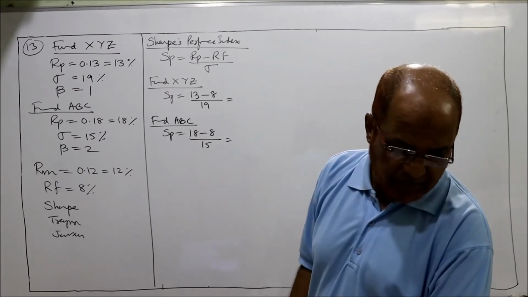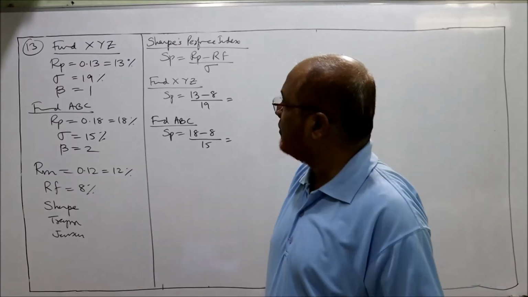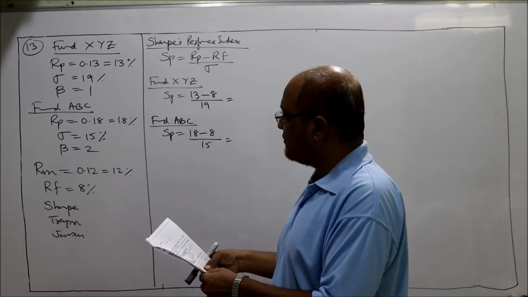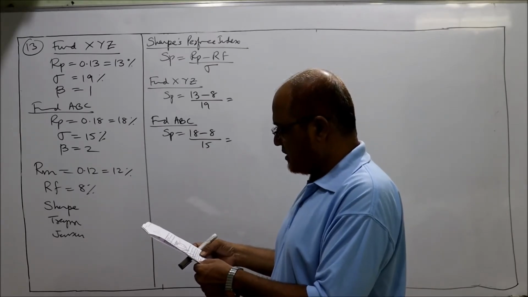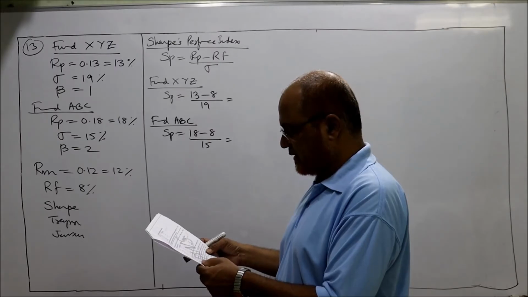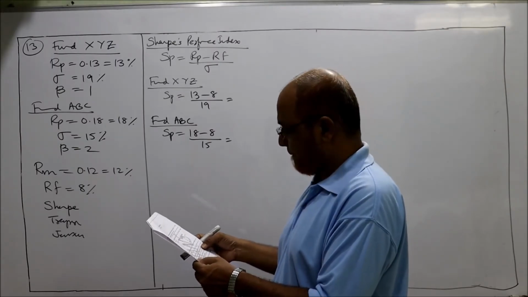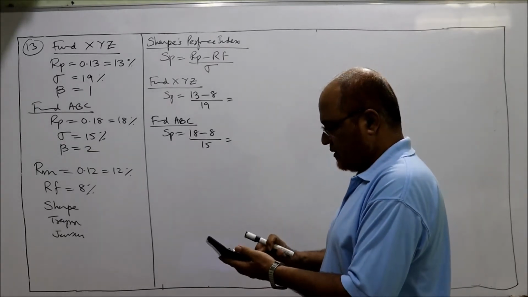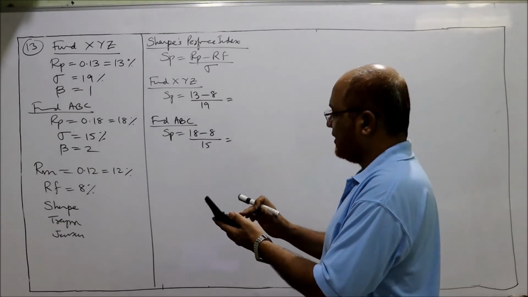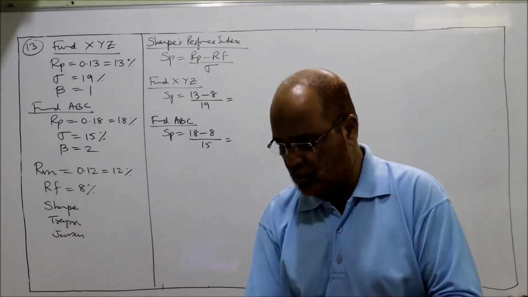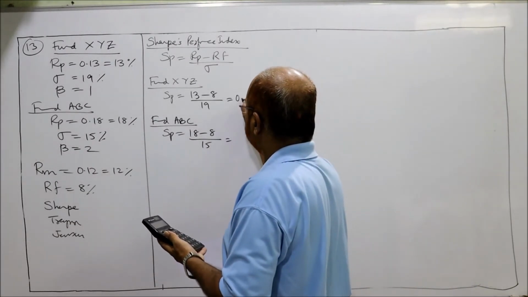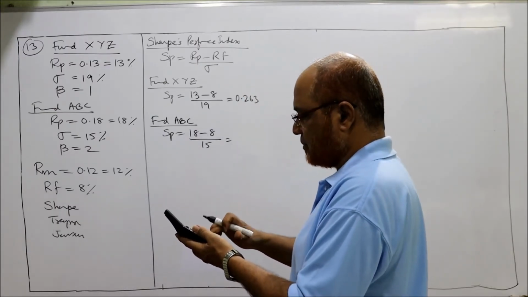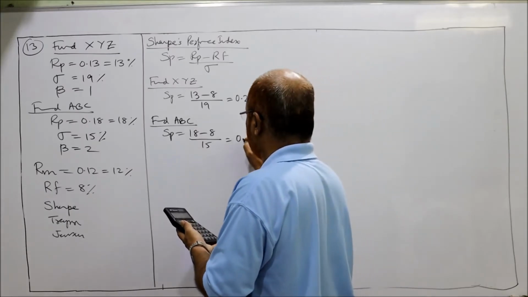(13 minus 8) divided by 19. It is 19 now, the standard deviation. The respective standard deviations are 15% for ABC and 19% for XYZ. Correct. Now we calculate 13 minus 8 divided by 19. You are getting 0.263. For ABC, 18 minus 8 divided by 15, that is 0.667.